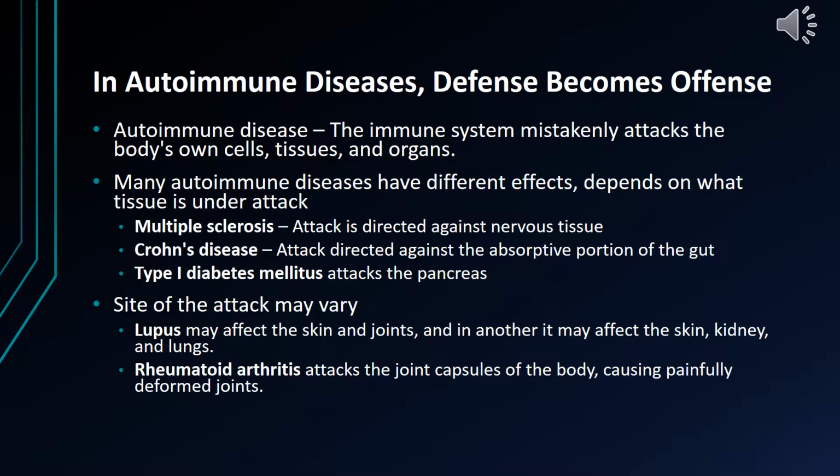And the site of the attack can vary. One example of this is lupus, which may affect the skin and joints. And in another case of lupus, it may affect the skin, kidney, and lungs. And then there's rheumatoid arthritis, which is, interestingly, an autoimmune disease. And in this disease, the immune system attacks the joint capsules of the body, leading to very painful and deformed joints.